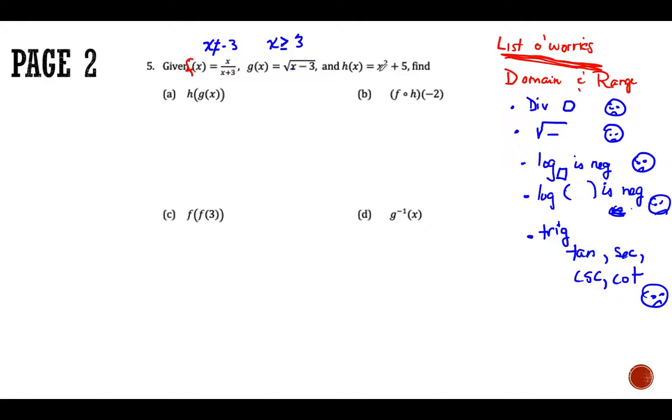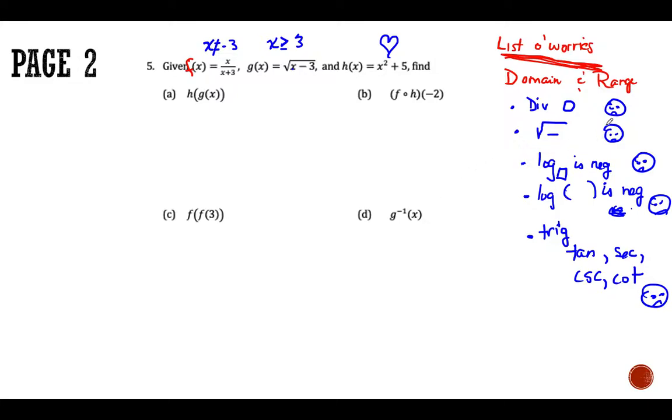Now look at h. If you put any number in and square it and add 5, are you going to get division by 0? No. Are you going to get a square root? No. Are you going to get anything to do with logs? No. Are you going to get any trig issues? No, because there's no trig. Polynomials are my faves.